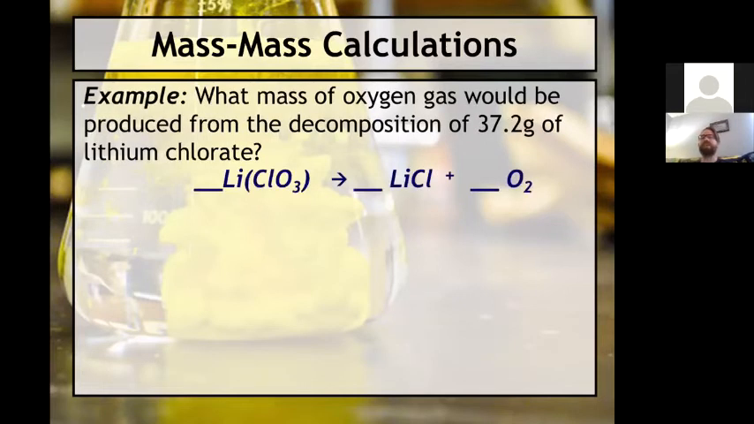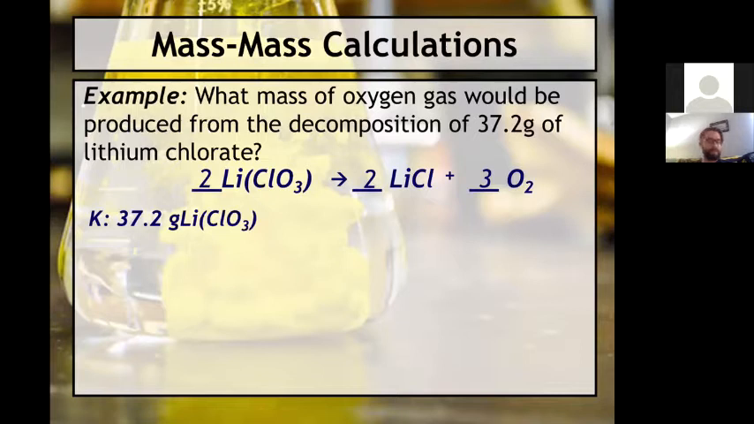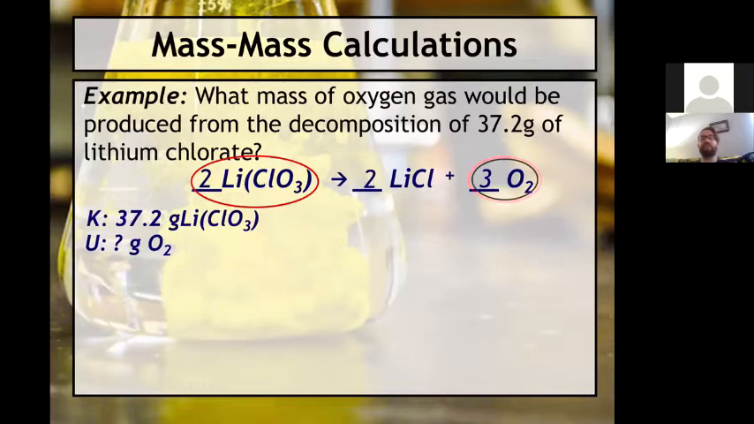So in this case, I'm using this reaction. Lithium chlorate will decompose into lithium chloride and oxygen. I balance the reaction with a 2, 2, and 3. And I know that my original amount is 37.2. What I don't know is the amount of oxygen. I will circle the lithium chlorate and the oxygen because those are the numbers that I'm going to use in my fence posts.